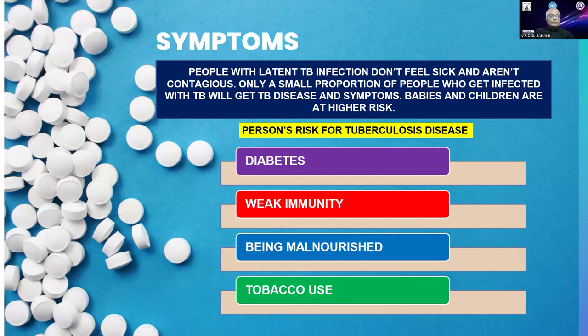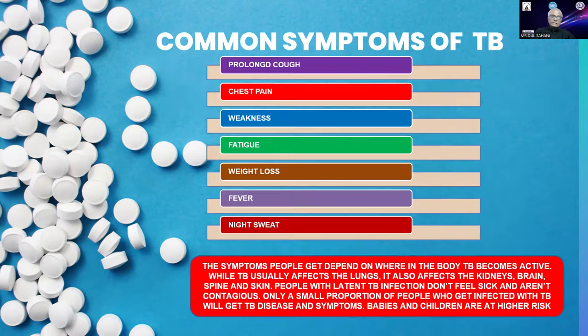Now, what are the symptoms? And what are the risk factors? Those people who are suffering from diabetes, who are suffering from weak immunity, and who are undernourished or malnourished, and then tobacco use are among the basic causes for the children. It is not only adults who have tobacco use. Even babies and children, when they are exposed as silent smokers, also suffer from this contagious disease. Common symptoms are prolonged cough, chest pain, weakness, fatigue, weight loss, fever, and night sweats. And the body will become hot. The infection is hot, and it starts propagating inside your body.